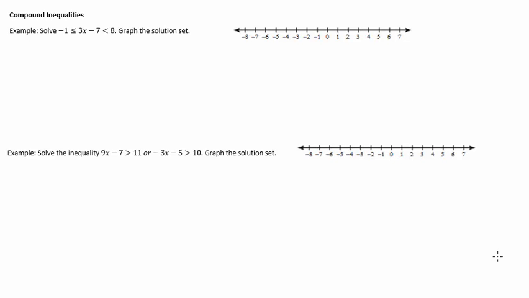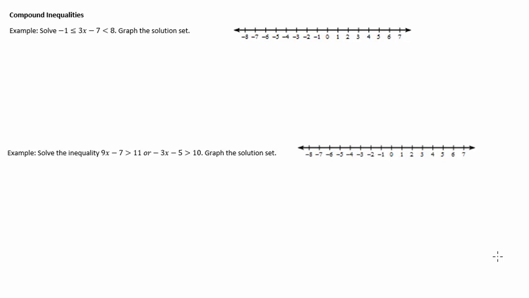Compound inequalities. These are inequalities where there is more than one. It's either an "and" situation where we have an inequality and another inequality, and so the solution of those two inequalities ends up being where the shading overlaps, because we're saying this and this.